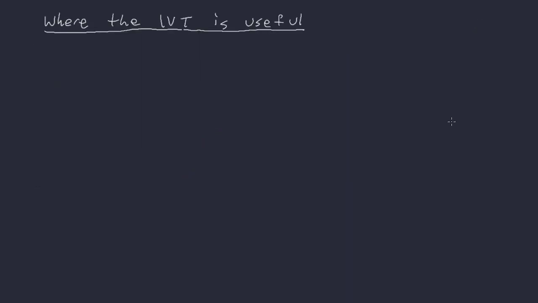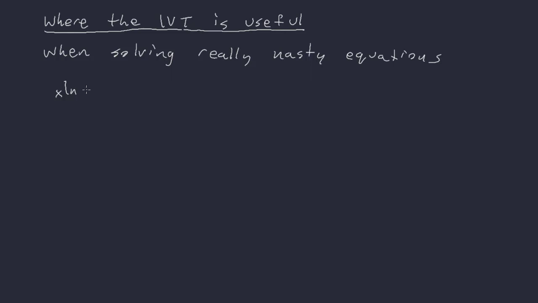Okay, a natural question might be, well, yeah, great, this is intuitive. Why are we spending a lot of time talking about this? This comes from, or this was very helpful back before we had really strong graphing capabilities. And in fact, this is still, or can be still useful today when solving really nasty equations. All right, like for example, let's say I want to solve x ln x minus 1 equals 0.